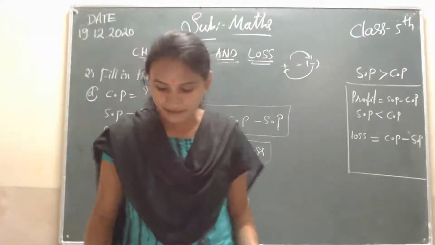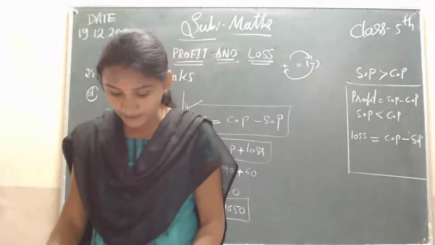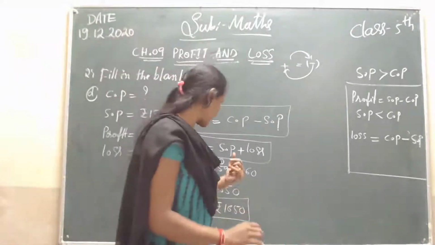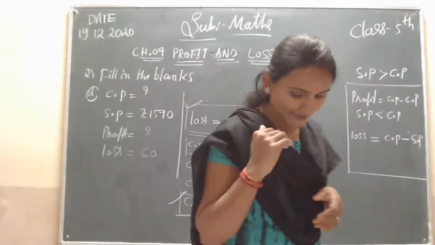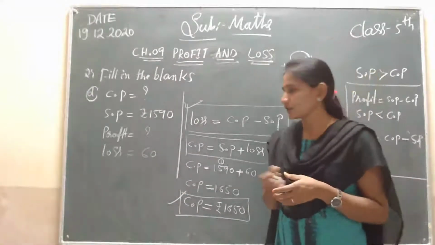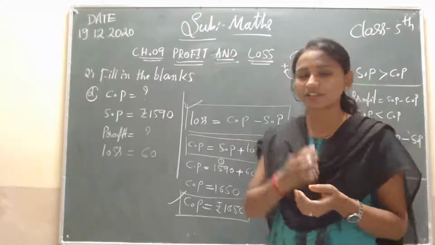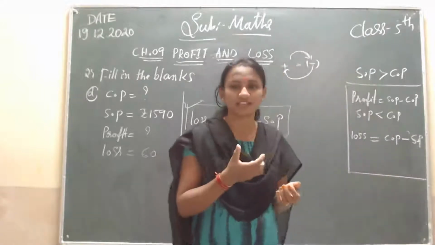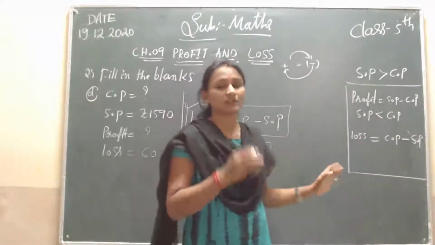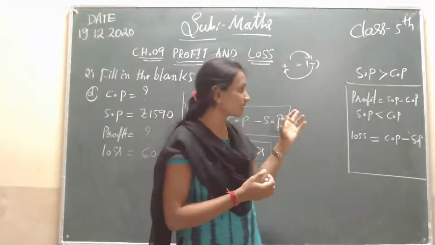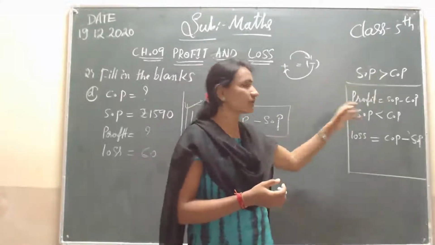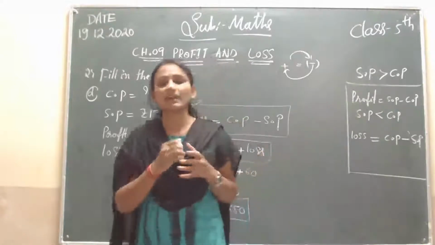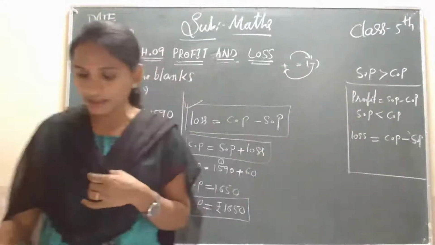1650 rupees, you have to find that, that is CP. Yes. So in the last classes I already explained it. Students, first you have to see the question and think which formulas you have to apply, and afterwards solve it. Because the profit is given, SP is greater than CP, so you have to use profit is equal to SP minus CP.